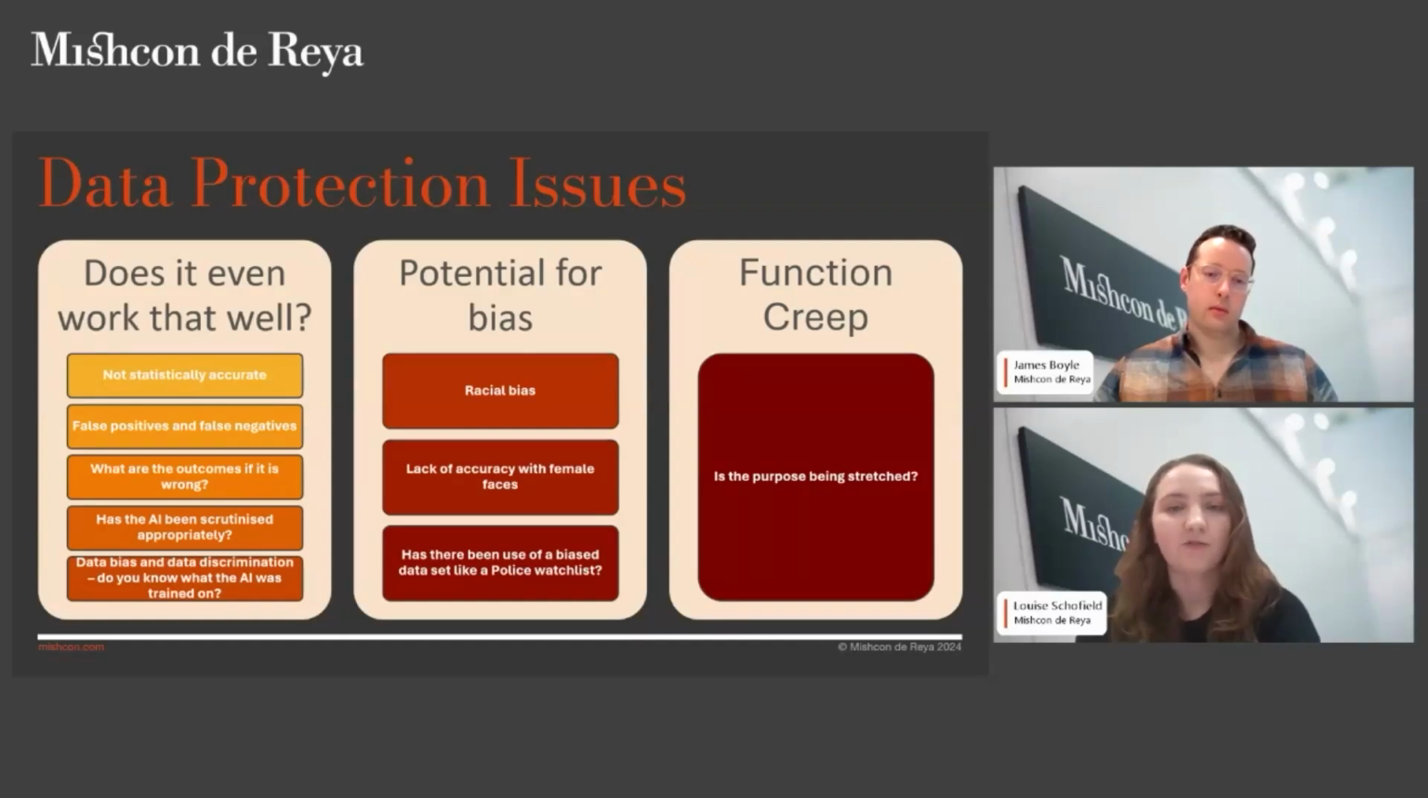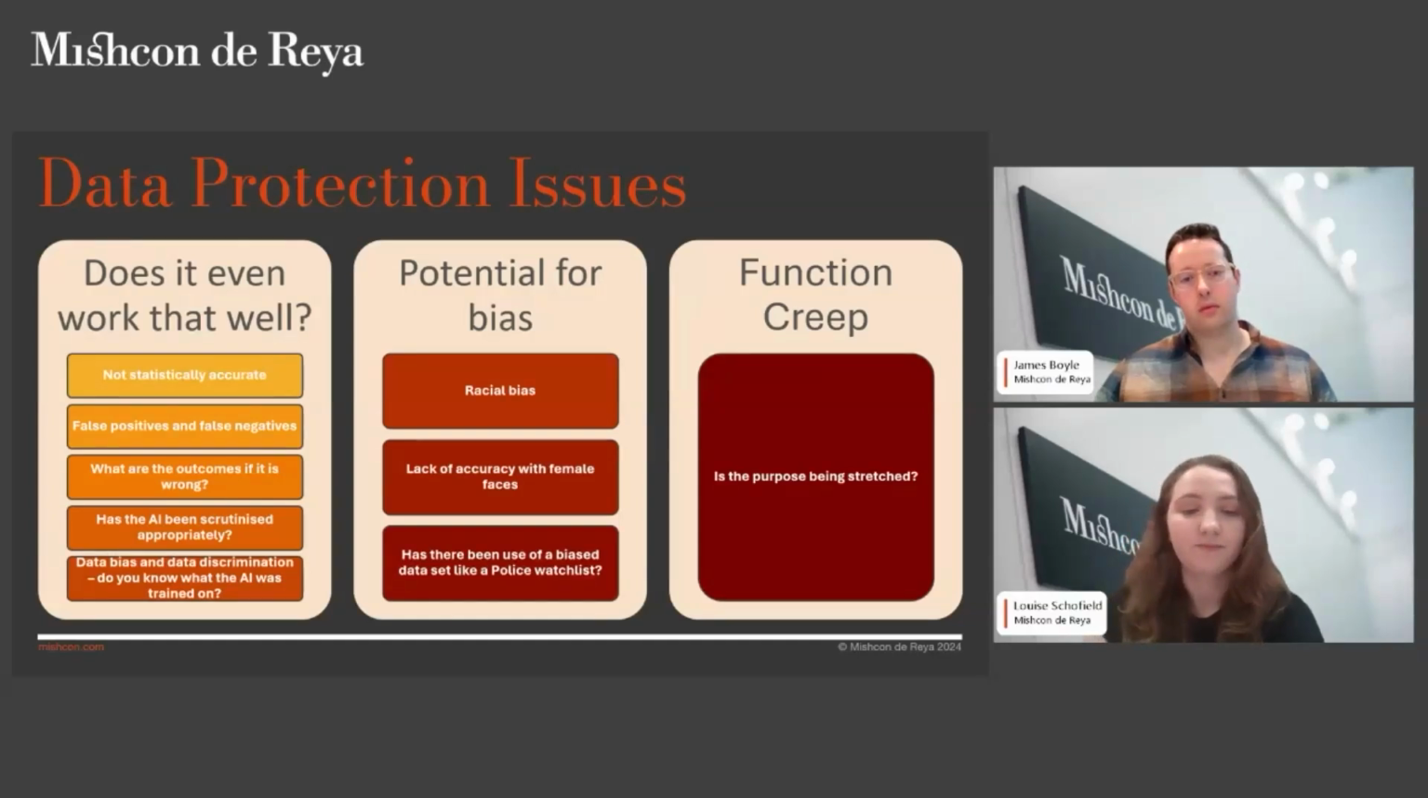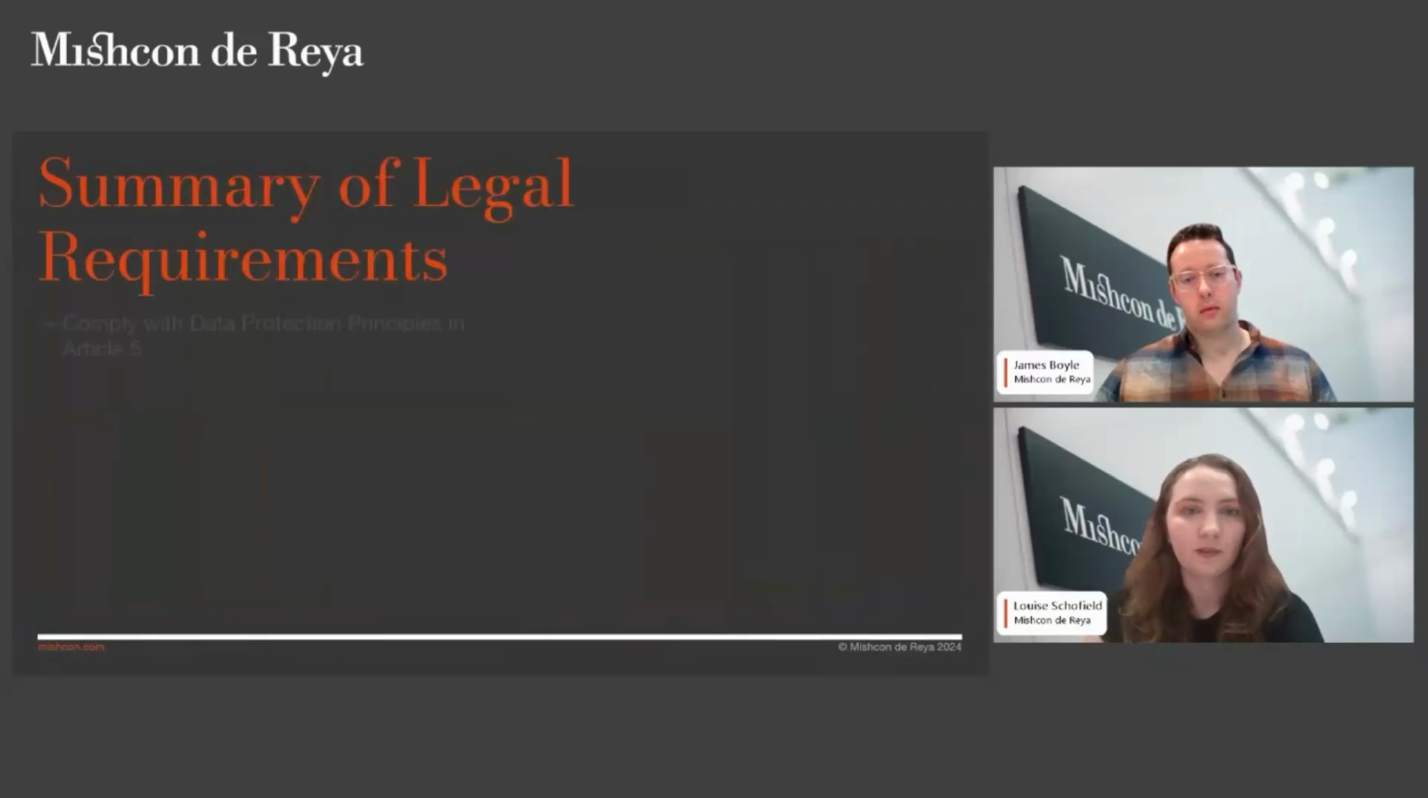And then finally, function creep. If you're implementing facial recognition for security purposes, you need to make sure that you're not then using the technology for something else just because you can. So in the example of, say, supermarket security, you need to make sure that you're not then using it to track footfall in and out of your store.